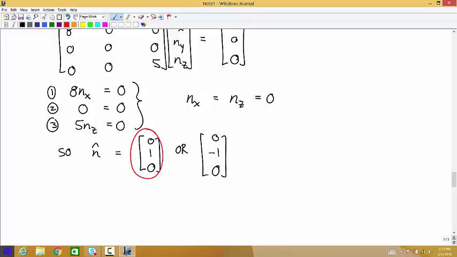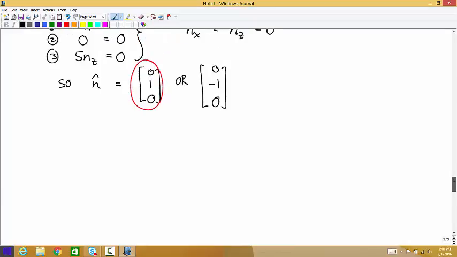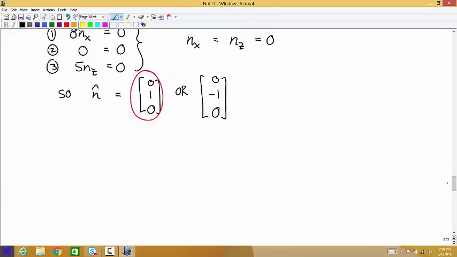I'll take that one. Is there a reason you're choosing the positive one, just because it's easier? Yeah, just because it's easier. Maybe I should have chosen the negative and we could see how it works out. We could do that, that would still work. Yeah, let's do that.